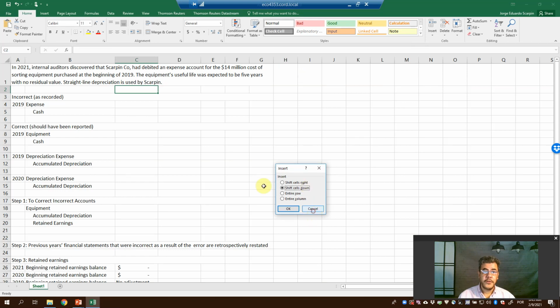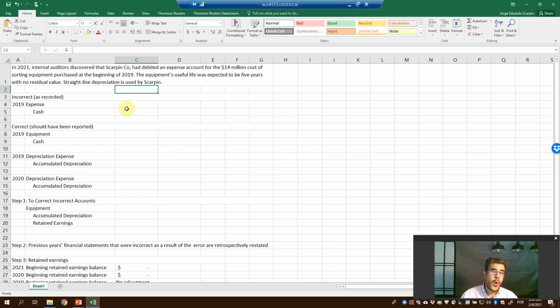Okay? So, let's consider here, in 2021, internal auditors discovered that Scarpin Corporation had debited an expense account for the $14 million cost of the sorting equipment purchased at the beginning of 2019. The equipment's useful life was expected to be 5 years and no residual value, only to make it easier here. And Scarpin uses straight line depreciation.